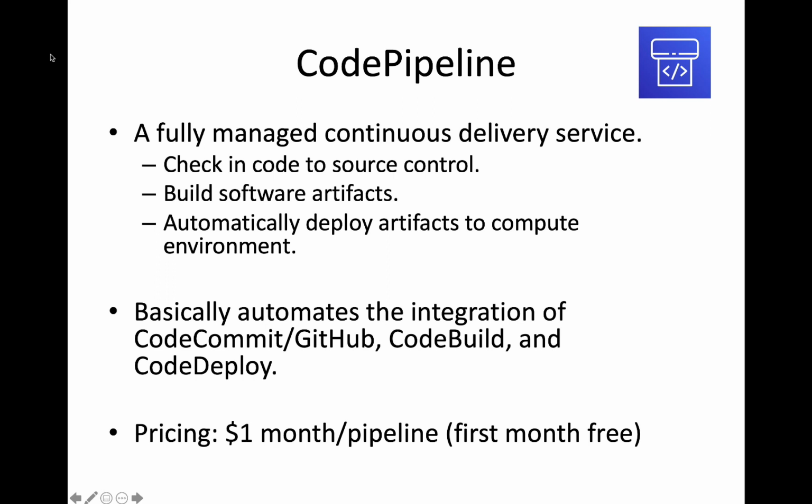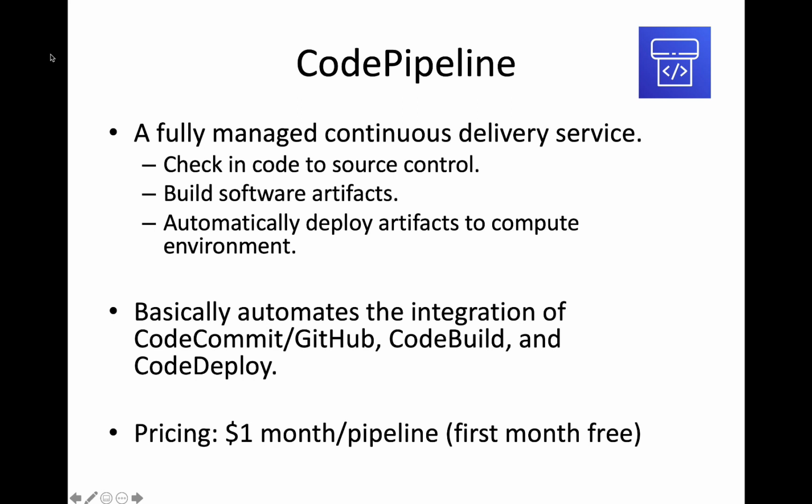You can use CodePipeline to check in your code to source control and then build the software artifacts and do your automated testing. And then CodePipeline can automatically deploy your output artifacts into your compute environment. And it does this by gluing together things like CodeCommit and GitHub, the CodeBuild service, and CodeDeploy.